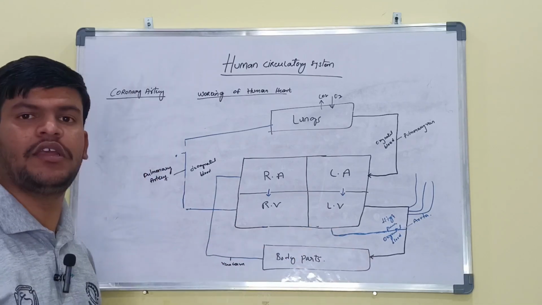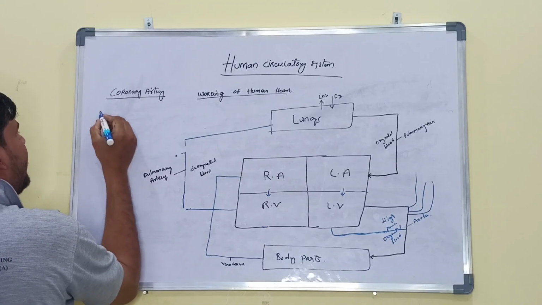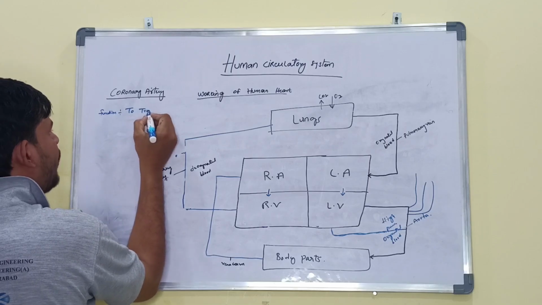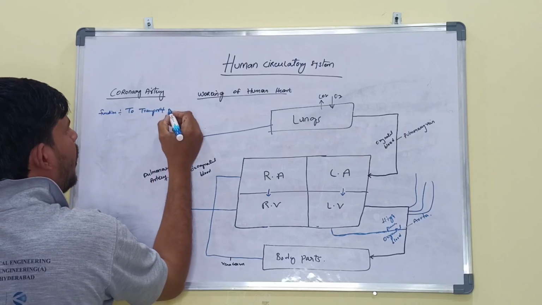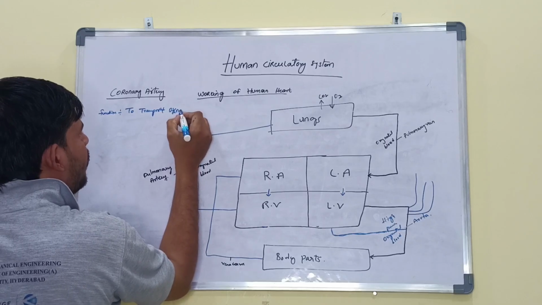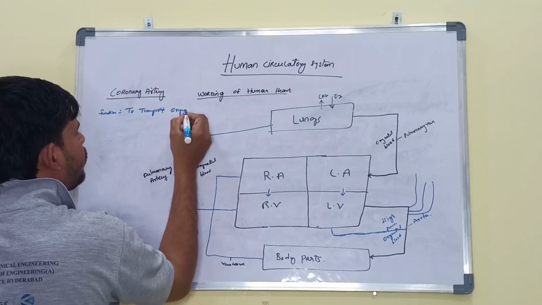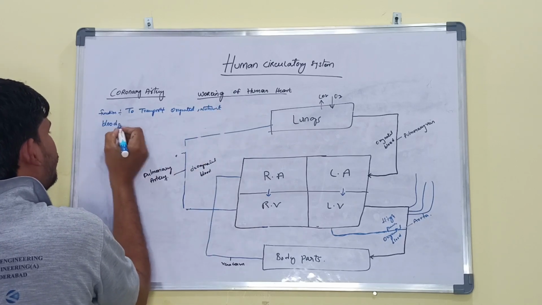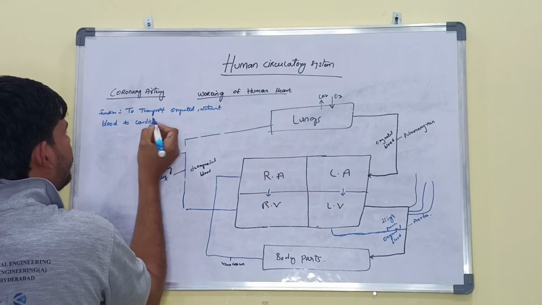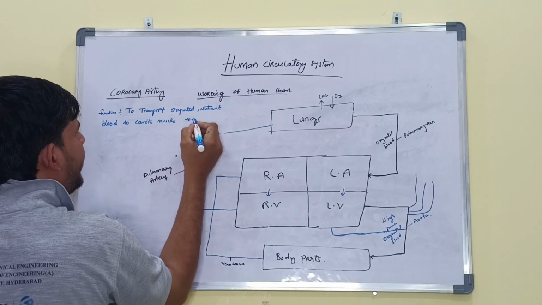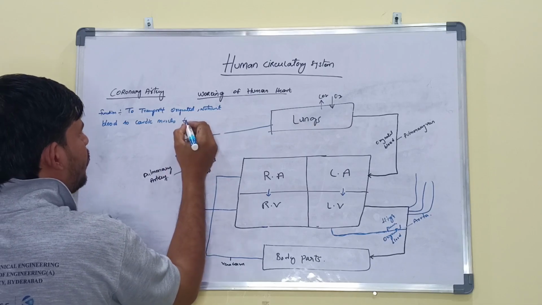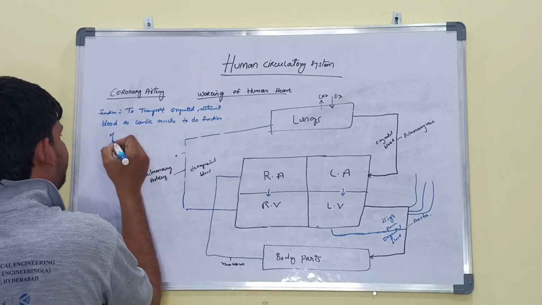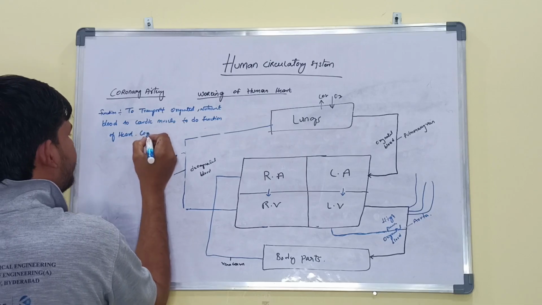What is the purpose of this? The coronary artery's function is to transport oxygenated, nutrient-rich blood to the cardiac muscles, to regulate and carry out the functions of the heart continuously.